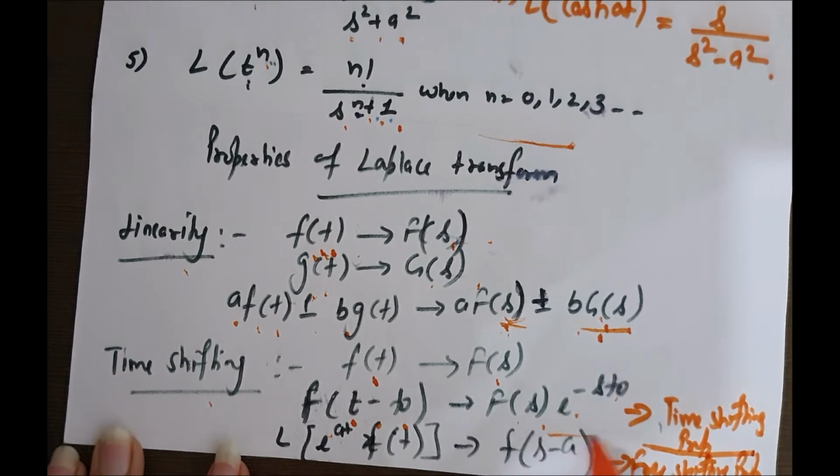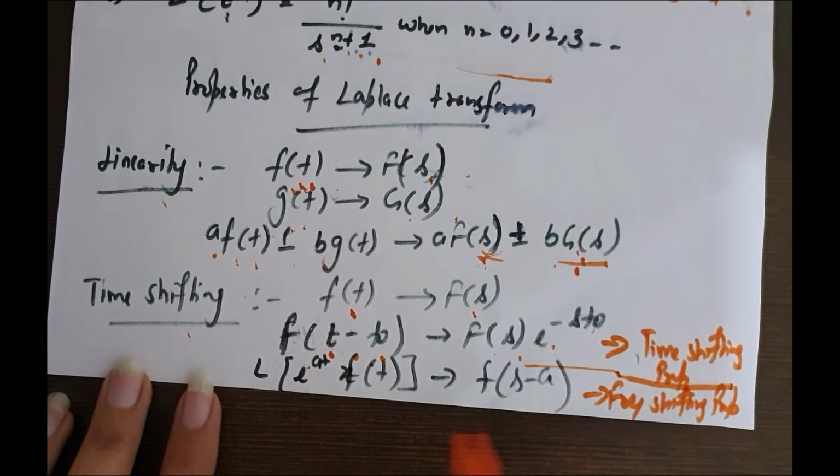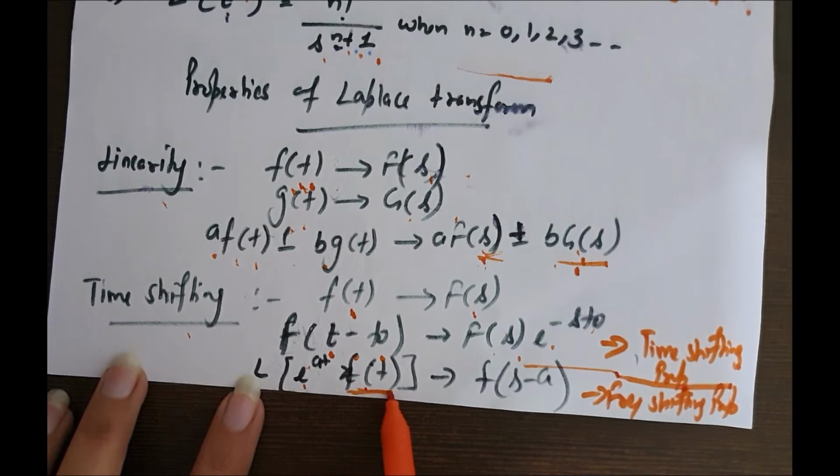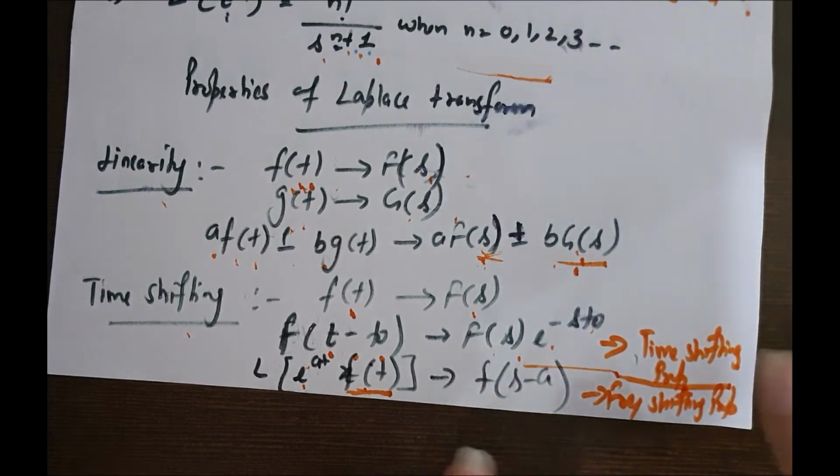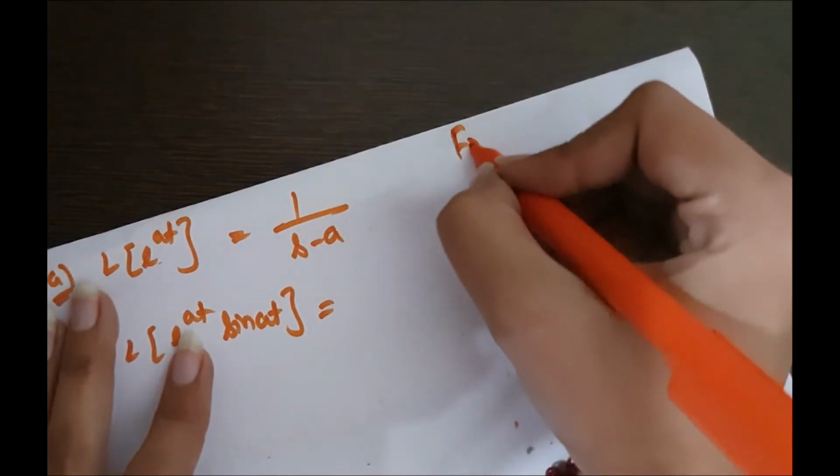This is the time shifting property of the Laplace transform. And the frequency shifting property of the Laplace transform is: if f(t) is multiplied with exponential at, then its Laplace transform will be F(s minus a). Firstly, we will see the frequency shifting property.